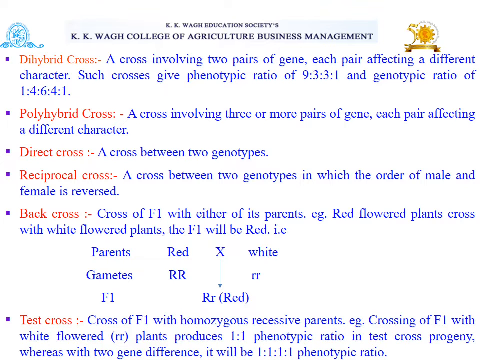Cross of F1 with homozygous recessive parent is known as test cross. For example, crossing of F1 with white flower plant, because white is the recessive parent, because in F1 we get only red plants. So white flower plant is the recessive parent. So from this test cross, we get a phenotypic ratio of 1:1 in test cross progeny. Whereas for two gene difference we obtain a 1:1:1:1 phenotypic ratio.